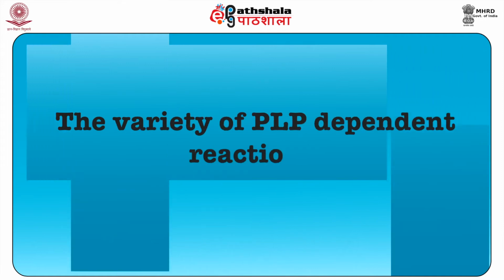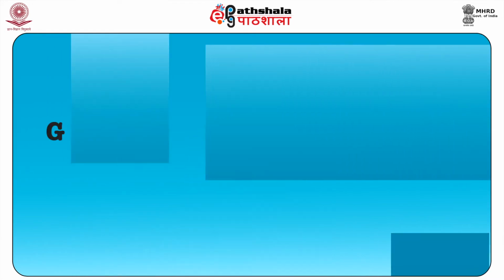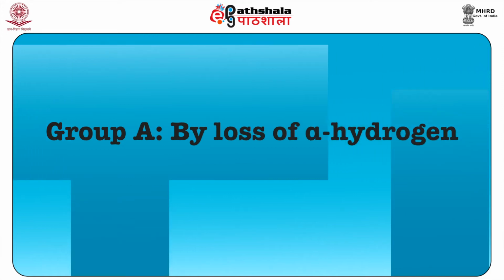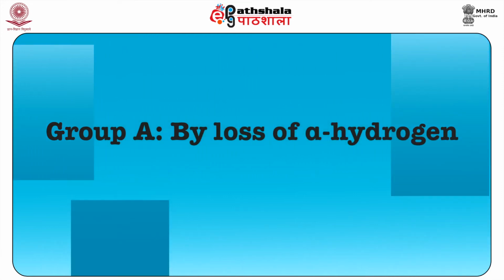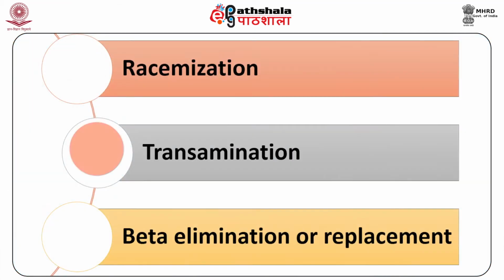Now students, let us study the variety of PLP dependent reactions. The reactions shown in the general mechanism of action of PLP fall into 4 groups. Group A: these classes of reactions occur by loss of an alpha hydrogen. Dissociation of an alpha hydrogen from Schiff bases leads to a quinonoid carbanionic intermediate. The name reflects the characterization of two resonance forms. This intermediate ion can react in several ways such as racemization, transamination, beta elimination or replacement.